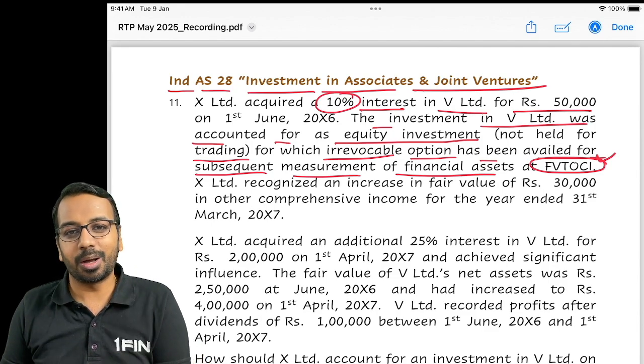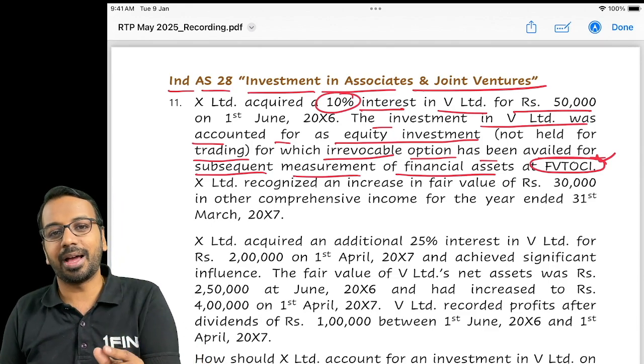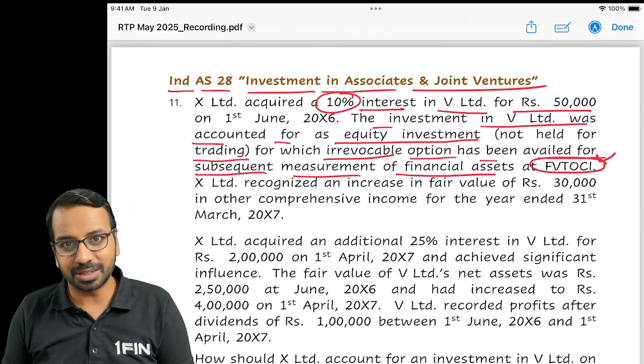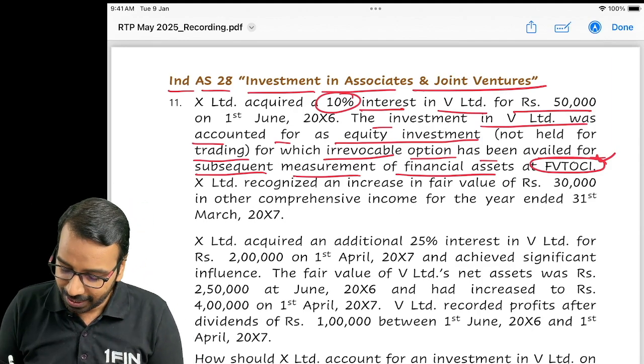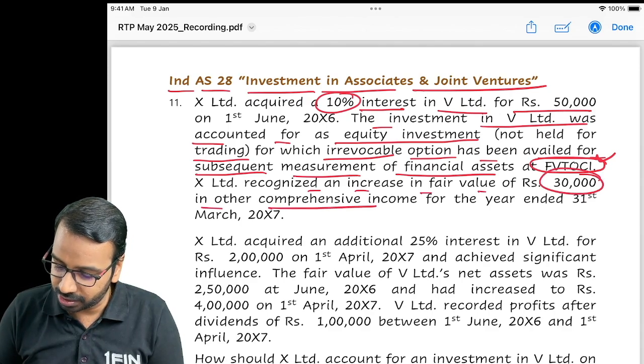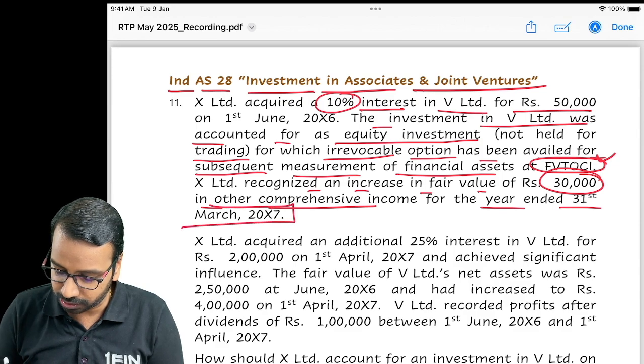All the gains and losses would be accumulated in fair value in other comprehensive income, and that subsequently will not be reclassified to P&L, right? X Limited recognized an increase in fair value of 30,000 in other comprehensive income for the year ended 31st March of year 7.